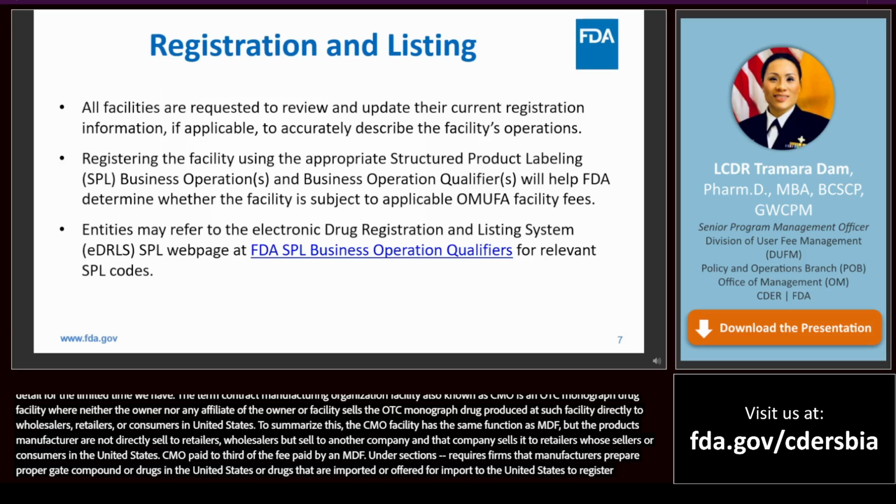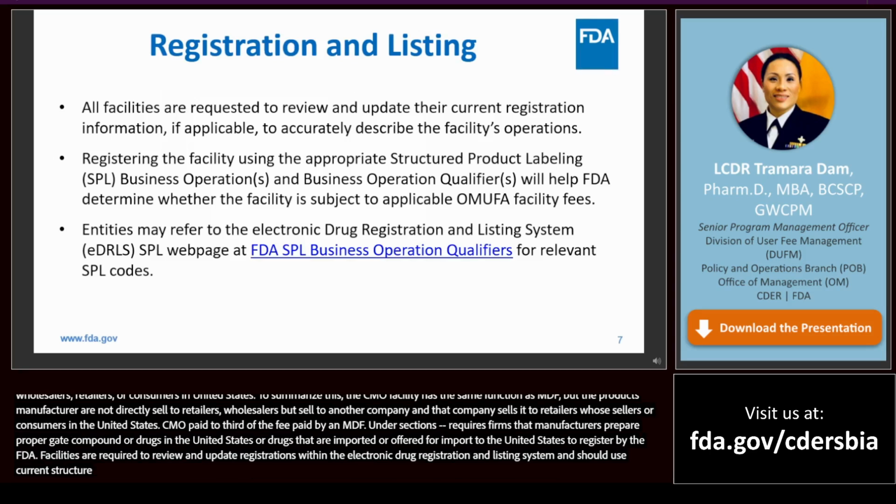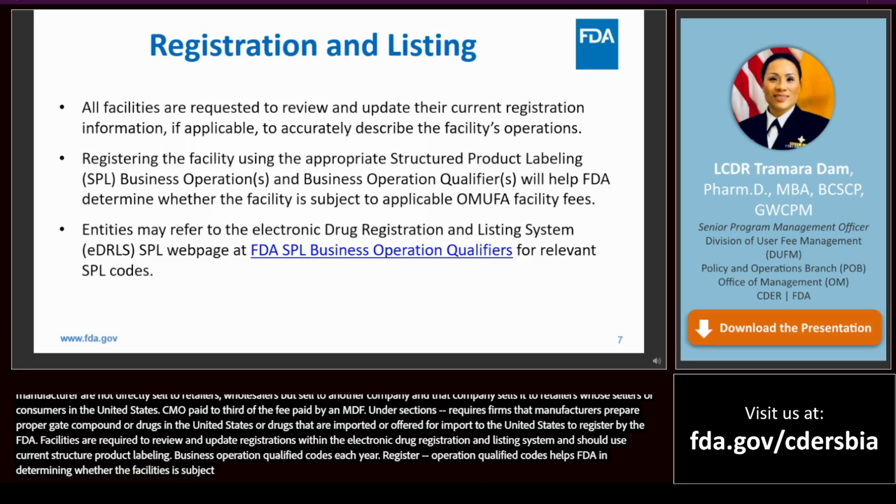Facilities are required to review and update registrations within the Electronic Drug Registration and Listing System, EDRLIS, and should use current structure, product labeling, business operation qualified codes each year. Registering the facility using the appropriate SPL business operation qualified codes helps FDA in determining whether the facility is subject to applicable OMUFA facility fees.